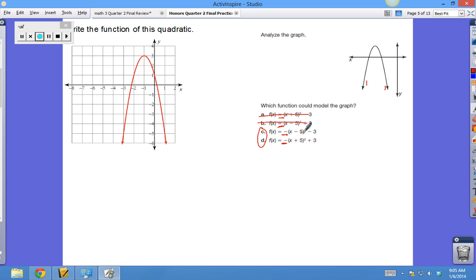So now between C and D, let's look at C. The number right here tells me to go left or right. This tells me to go right 5 and down 3, and that's my vertex. Right 5, down 3. My vertex should be somewhere like right there. So C is gone. This one tells me go left 5, up 3. Okay, that's it. Easy.